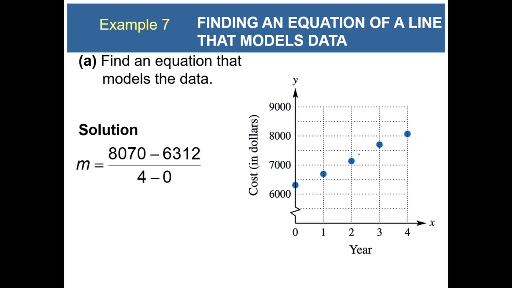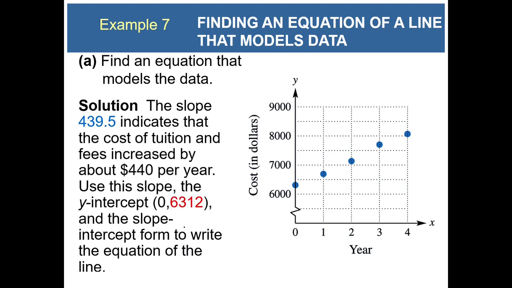We use the slope formula: m equals y2 minus y1 divided by x2 minus x1. So 8,070 minus 6,312 divided by 4 minus 0 gives us 1,758 divided by 4, or 439.50. The slope 439.5 indicates that the cost of tuition and fees increased by about $440 per year.